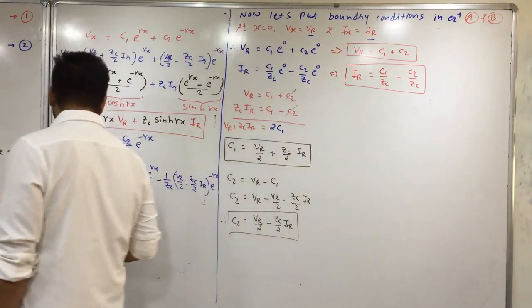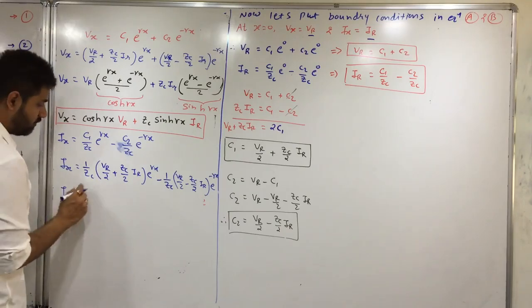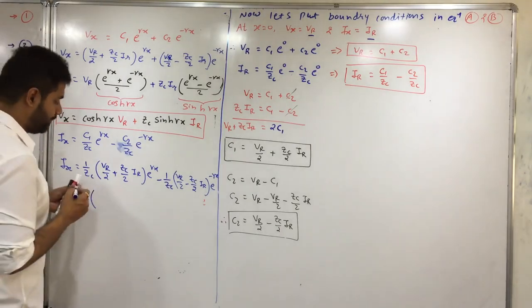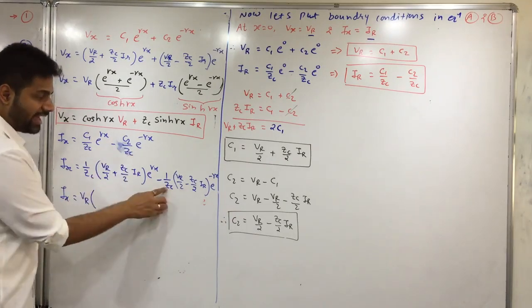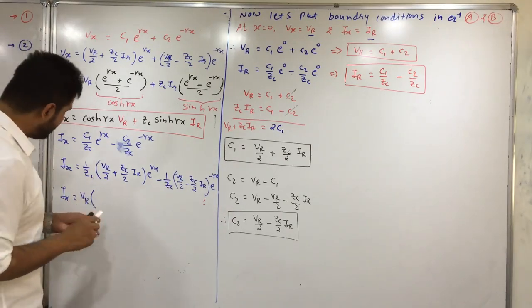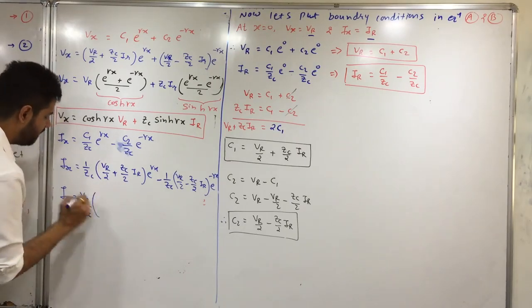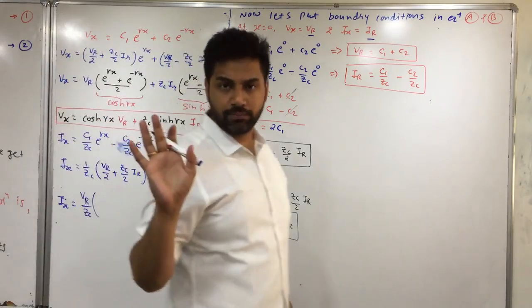Okay. So let's do it. So I'll be having Ix which is equal to Vr, I have taken common. What will be left inside? Look, 2 is going to come down, Zc is also going to come down. So first let's do Vr by Zc. It is Vr by Zc. You know, already we have done. Ix is equal to Vr by Zc. Already we have done. Clear?